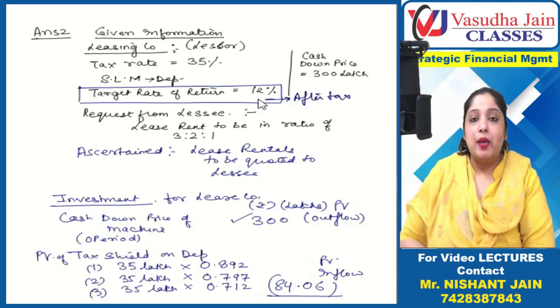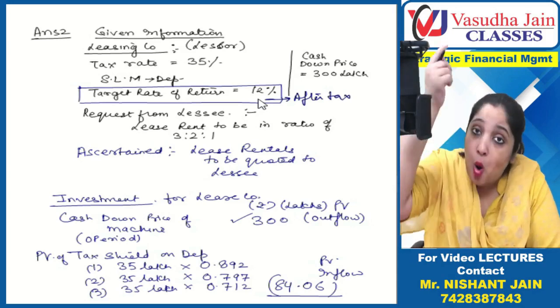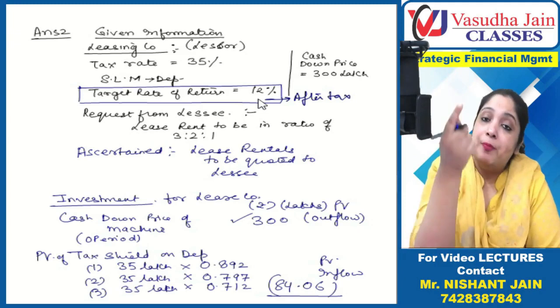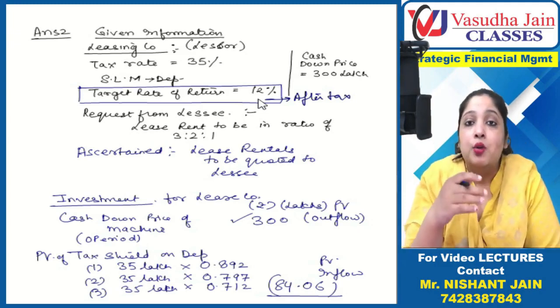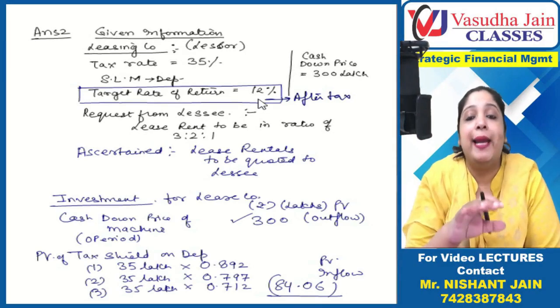Ma'am, why are you assuming here? Why didn't we assume there? Because there it was written that borrowing cost is 16%, that is, the interest rate is 16%. Interest rate was 16% in that first question. So interest we are paying at 16%, but our cost of capital is only 8%.